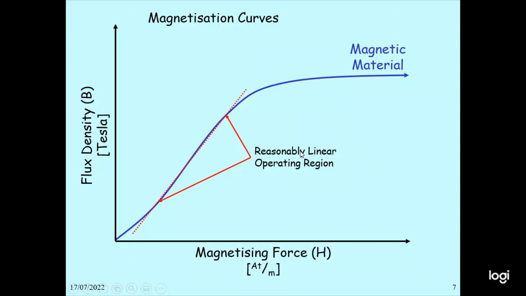So there is a reasonably linear relationship in this region, up to this point. And that's why we have saturation: although you are increasing the magnetizing force, the flux density will no longer increase. So that's the saturation.